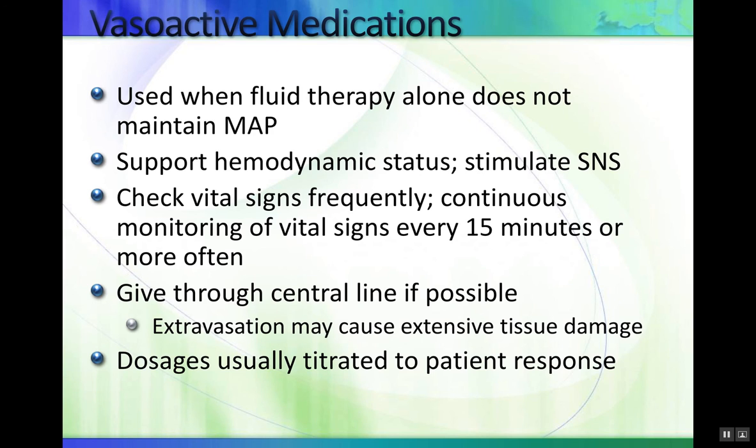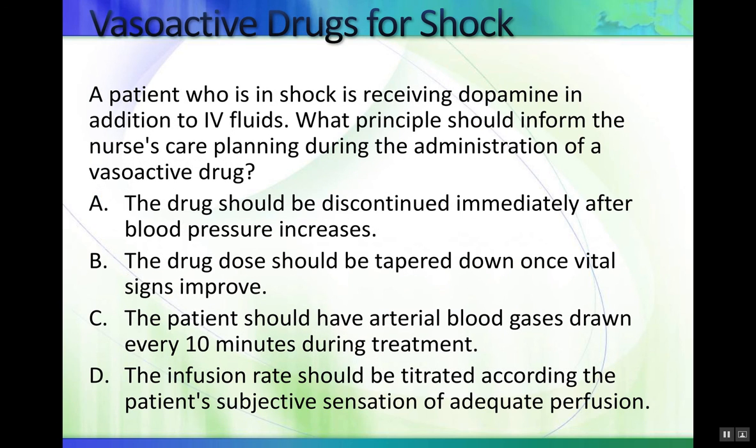We talked about giving them through a central line. We worry about extravasation if given through a peripheral line because of the extensive tissue damage if there was extravasation. Doses, again, are going to be titrated to the patient's response. So we're watching their mean arterial pressure, looking at where they're at, and making sure that we titrate to a therapeutic level.